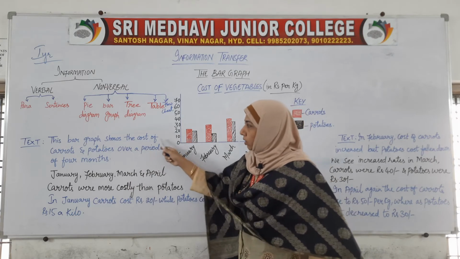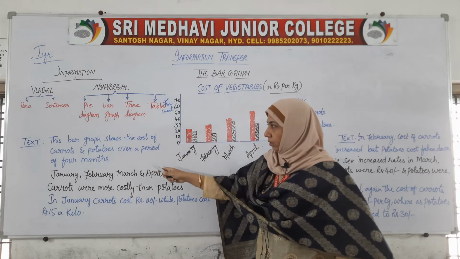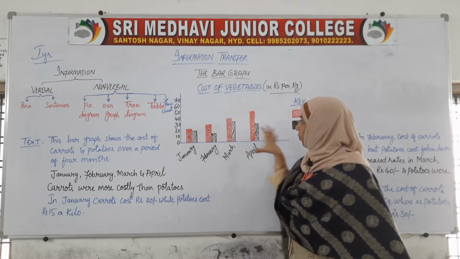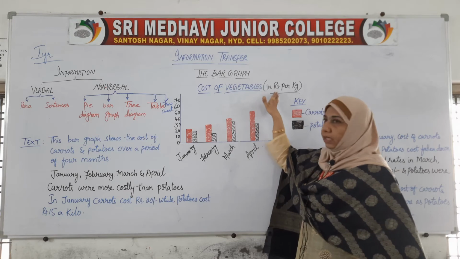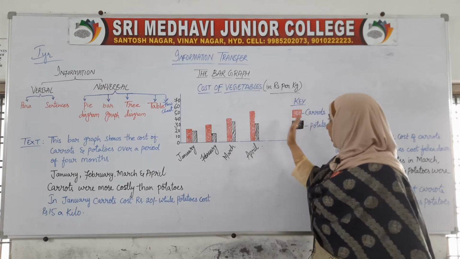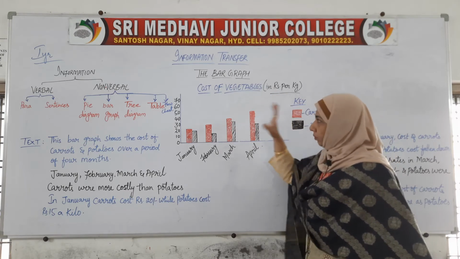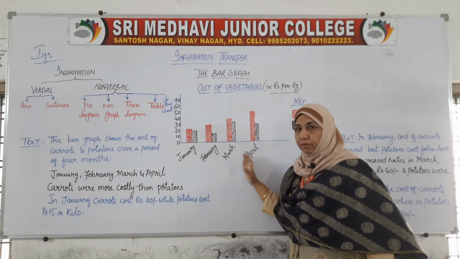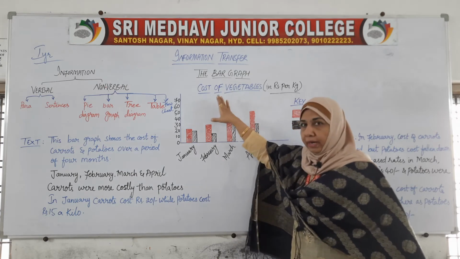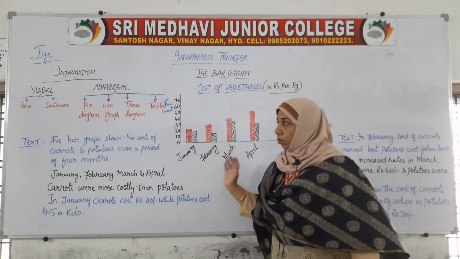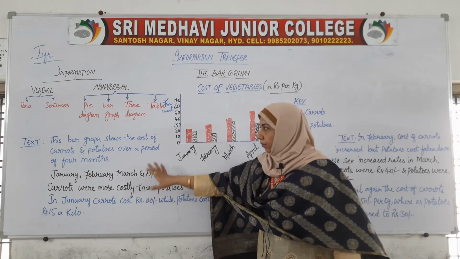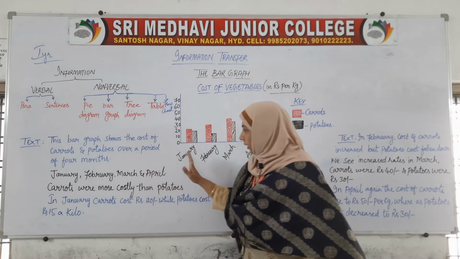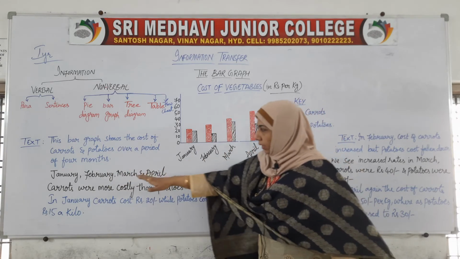This bar graph shows the cost of carrots and potatoes over a period of 4 months, because the question will be given like this: cost of vegetables in rupees per kg, then carrots and potatoes. Then this may be drawn and you have to convert this bar diagram or bar graph into a paragraph. So you have to write this type of paragraph over a period of 4 months. Which 4 months? January, February, March and April.